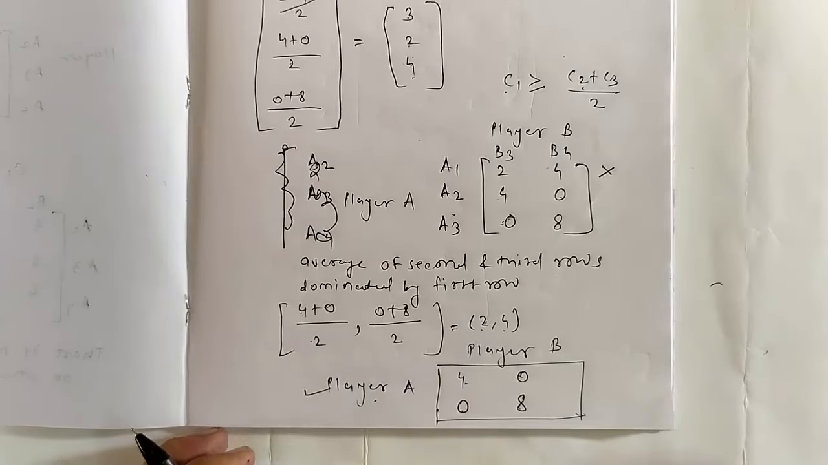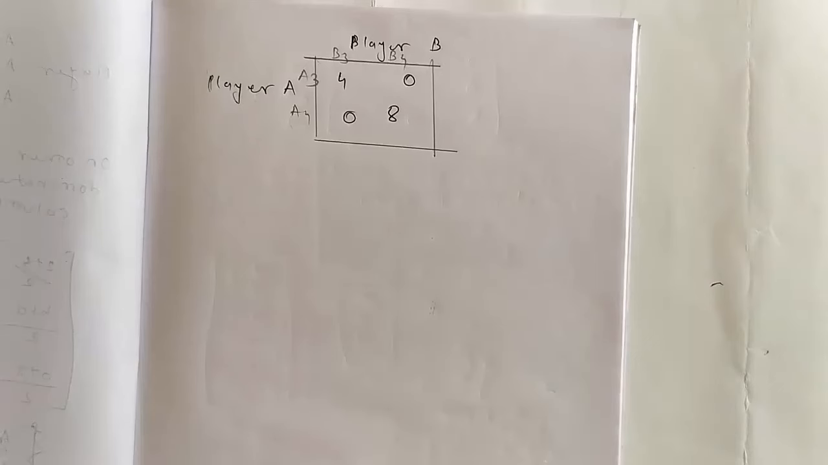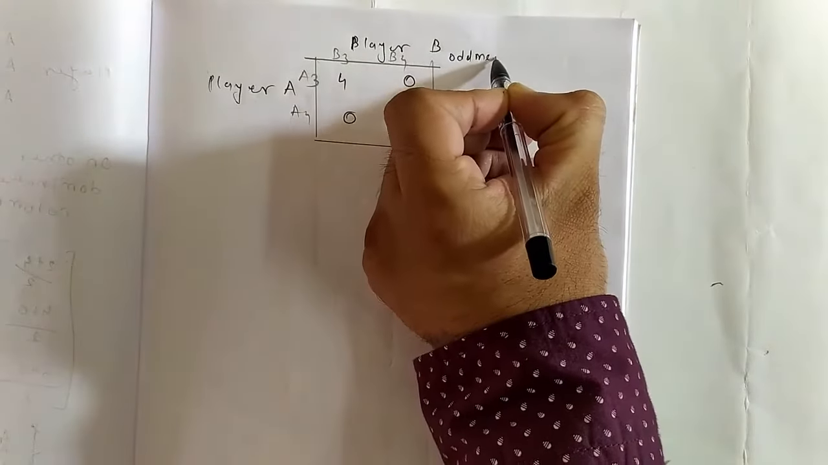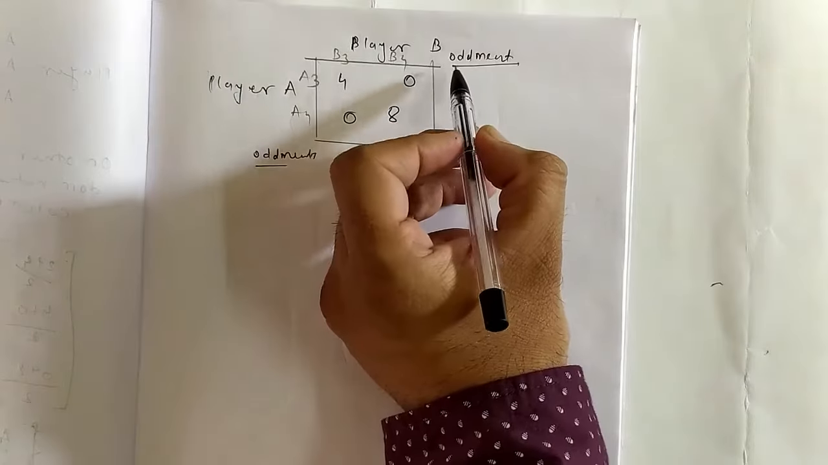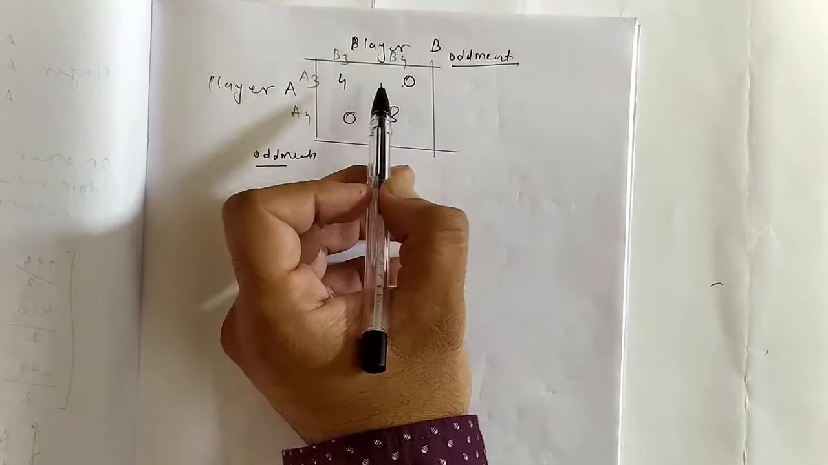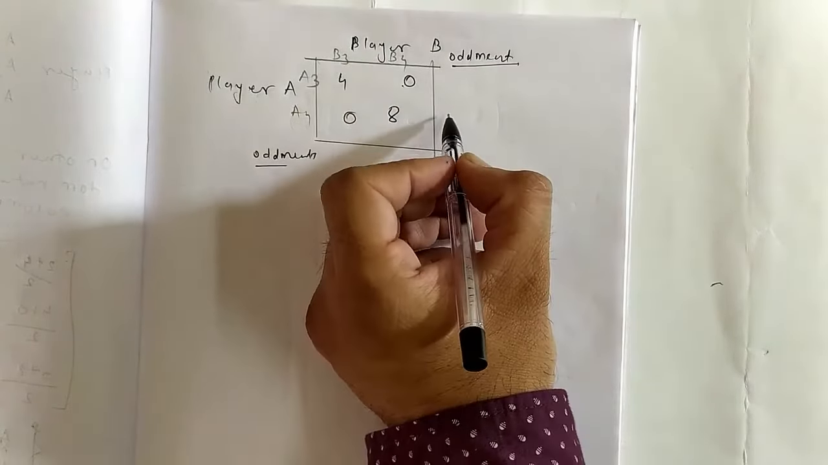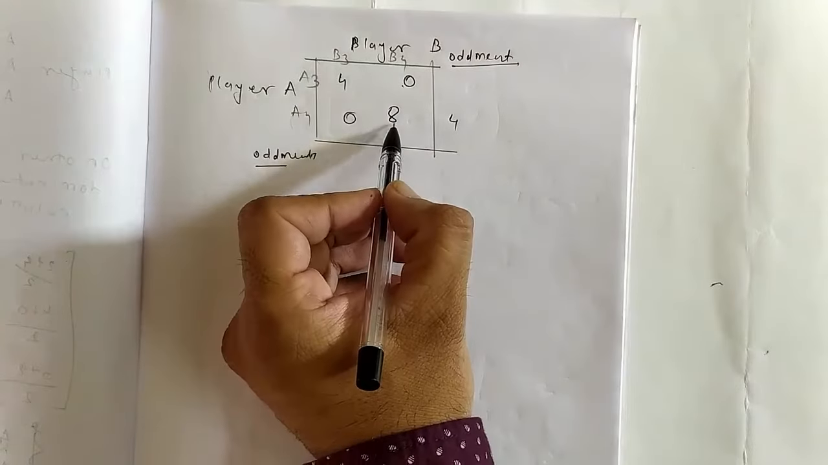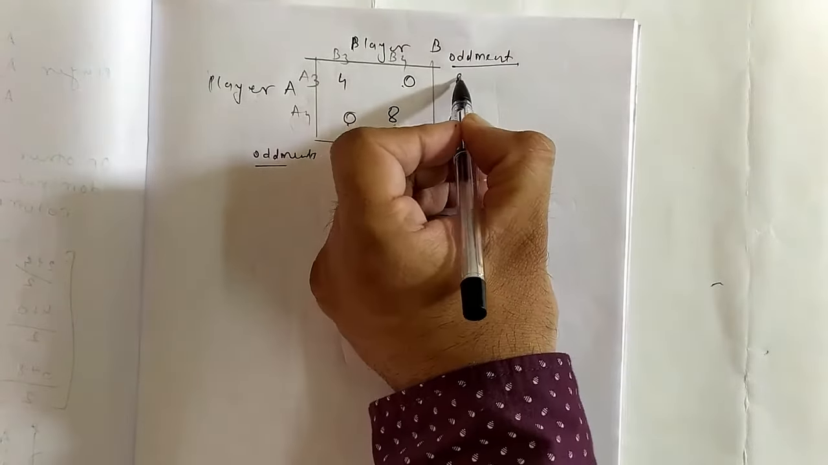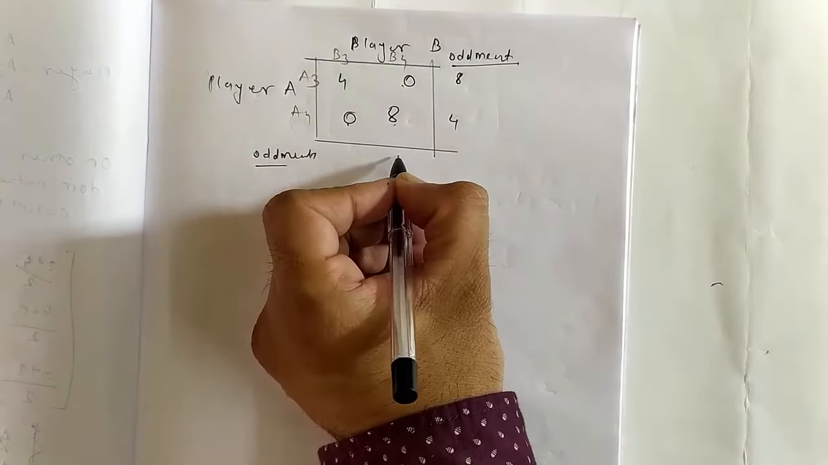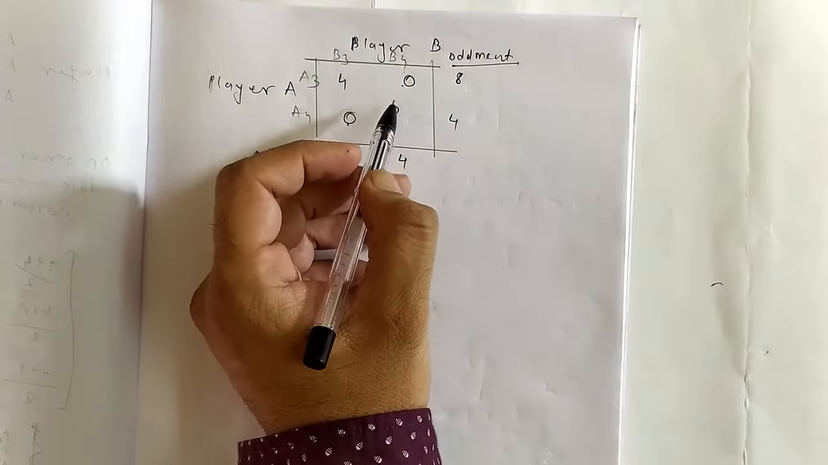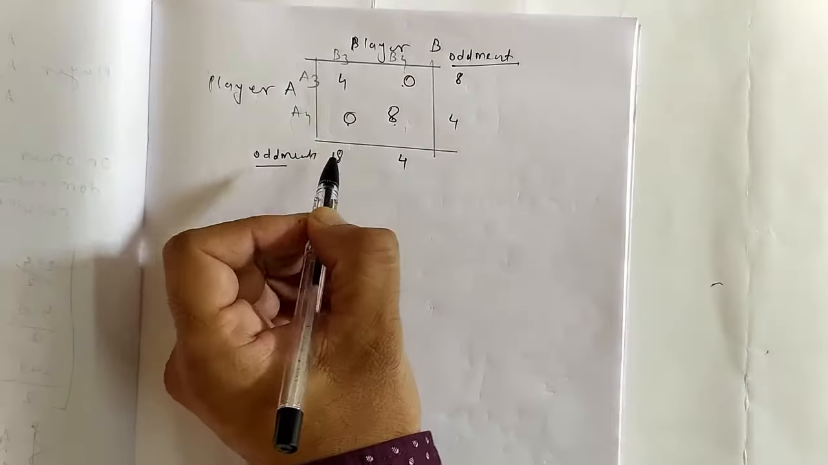Now here we can apply the mixed strategy. For the mixed strategy, first of all, we are going to calculate the row oddments and column oddments. Row oddments: 4 minus 0 is equal to 4, write it against that row. Here 8 minus 0, write it against that row. For column, 4 minus 0 is equal to 4, write it against that column. Here 8 minus 0 is equal to 8, write it against that column.